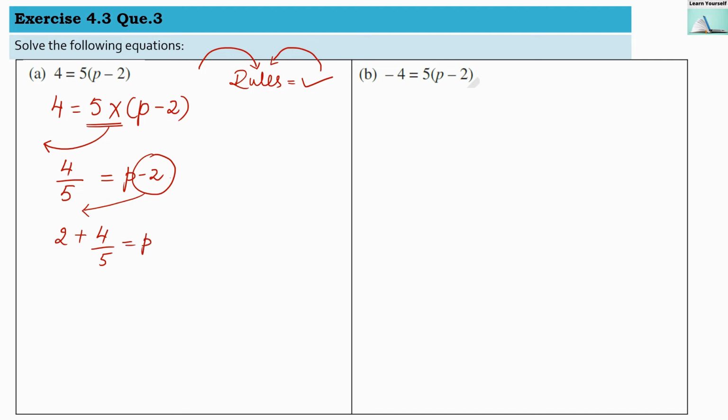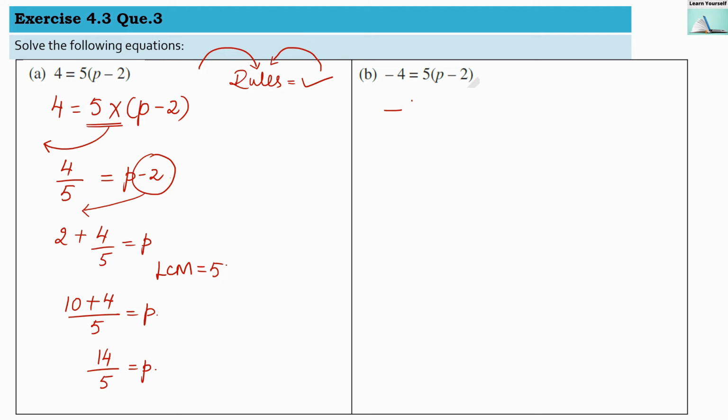Let us take LCM here. LCM we are going to take, and that is 5. So we will get here 10 plus 4 divided by 5 equals to p. So we will get here 14 divided by 5, and that is our solution for the p.